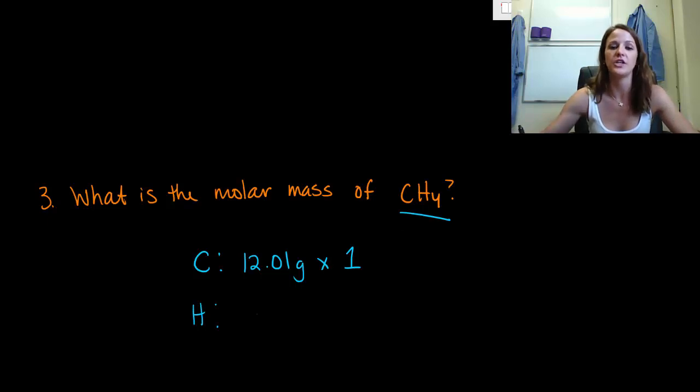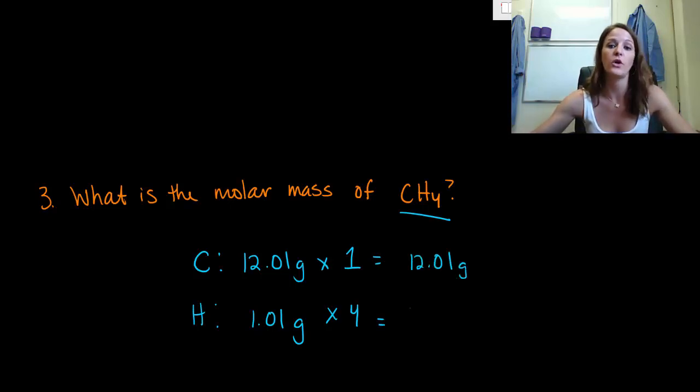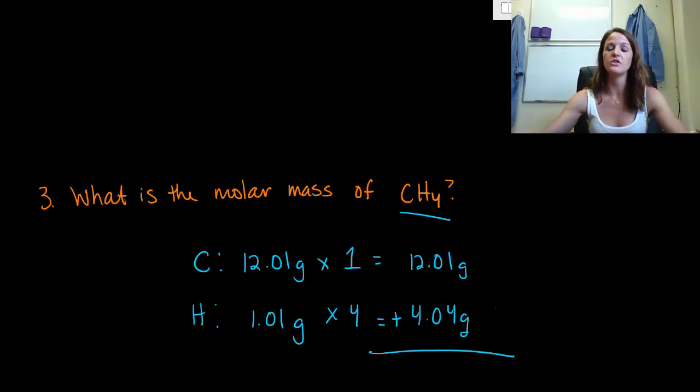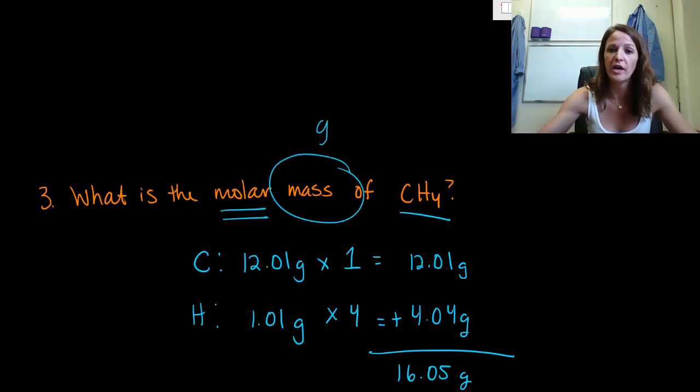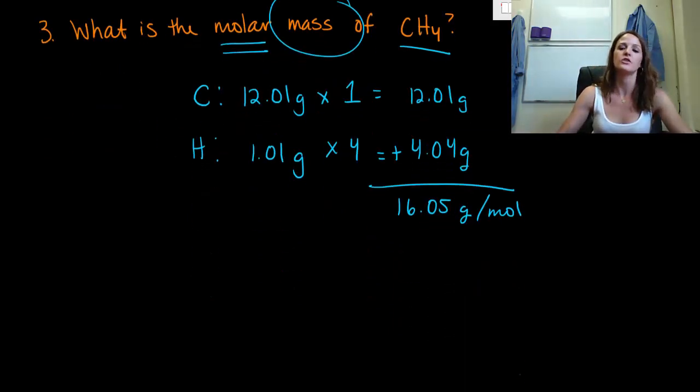Then we can do the same thing for hydrogen. We can see off the periodic table that hydrogen has an atomic mass of 1.01 grams, but there's 4 hydrogens, so we're going to multiply that by 4. So 12.01 times 1 gives us 12.01 grams, and then 4 times 1.01 gives us 4.04 grams. Now in order to determine the molar mass, we just take these two terms and add them together. So 12.01 plus 4.04 gives us about 16.05 grams. And this is a molar mass, so we're saying the mass, the gram component, that 1 mole weighs. So this would be 16.05 grams per every 1 mole. Very simple. Let's ramp it up.